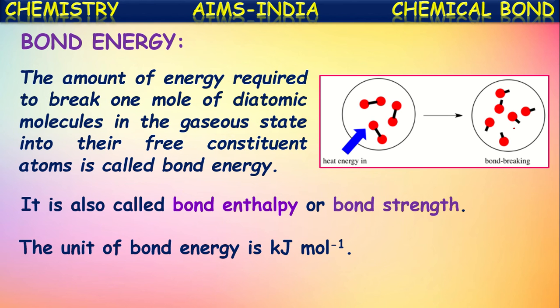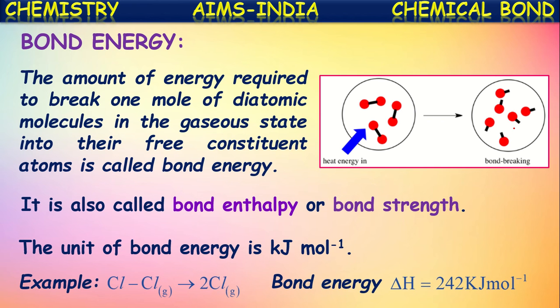The unit of bond energy is kilojoules per mole because we are telling this is the energy required to break the bonds per 1 mole of molecules. So it can be taken that the units are kilojoules per mole.